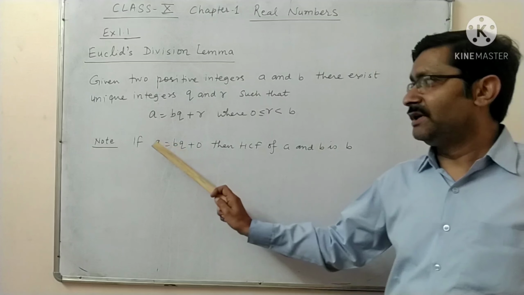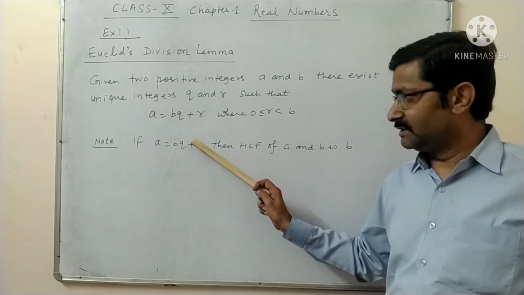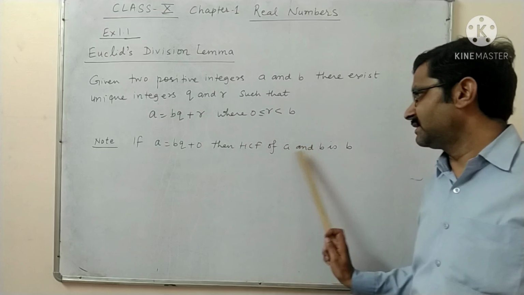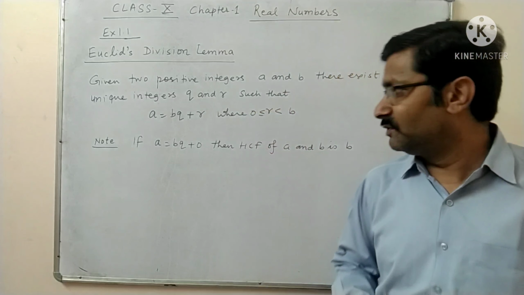We have two numbers a and b. And if the remainder is 0, we can say the HCF of a and b is b. Look here, we will do some examples.